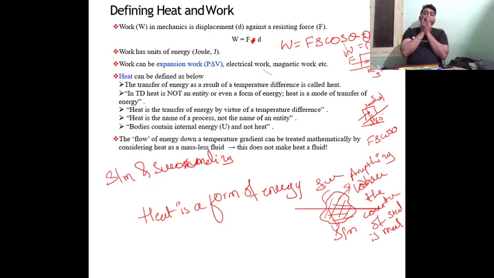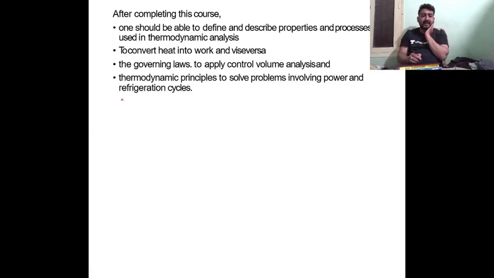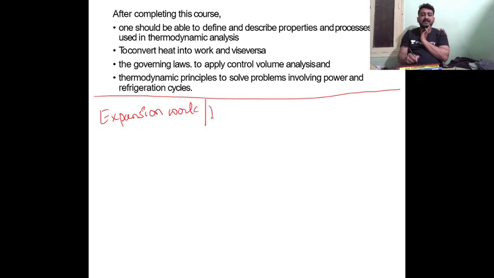Next, coming to work, what is the SI unit of work? It is the joule. There are many types of work: expansion work, electrical work, magnetic work, etc. To understand that, I'll just do it over here. Let us say, what is expansion work? Sometimes we also call this free expansion.